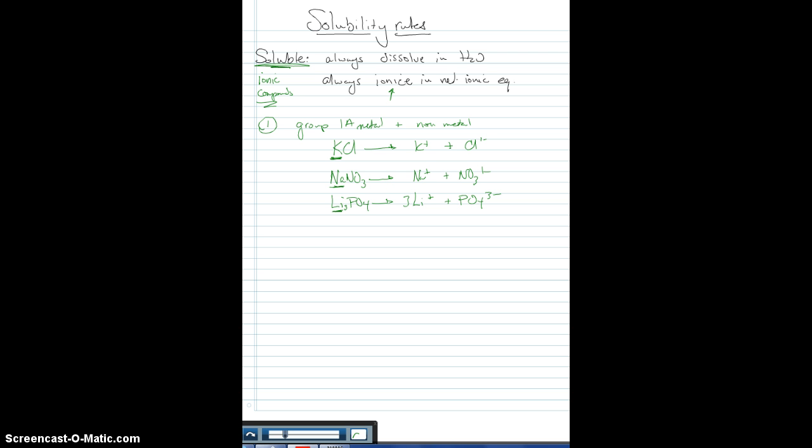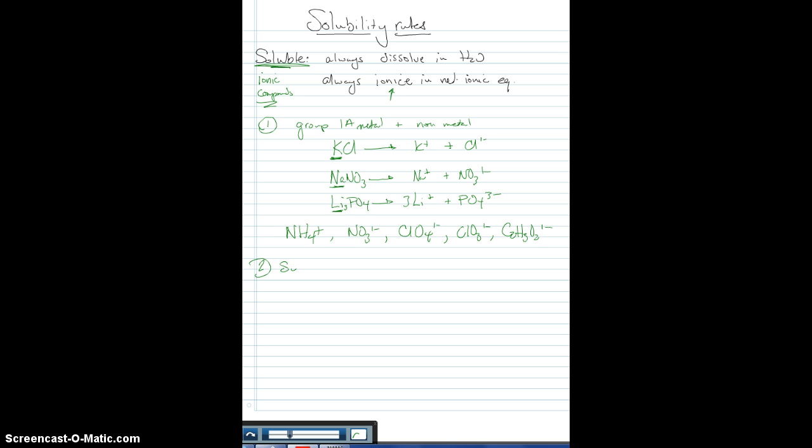Now there are also some other soluble compounds, or soluble ions, that anytime you see them, the ionic compound is automatically soluble. Ammonium is one of the real common ones. Anytime you have an ammonium ion in there, you're going to be soluble. Nitrate, anytime you see a nitrate in there, chlorate, and acetate. If you see any of these in a compound, that compound is going to be soluble. Okay?